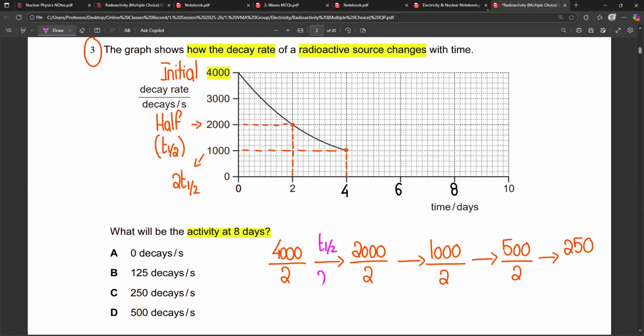So it means that this is the first half-life. It takes 2 days. And this is the second half-life. 2 plus 2, total 4 days. Then the third half-life. 4 plus 2, 6 days. Then the fourth half-life. 6 plus 2, 8 days. So after 8 days, you will reach the value of 250, right? So it means the final answer is option C.